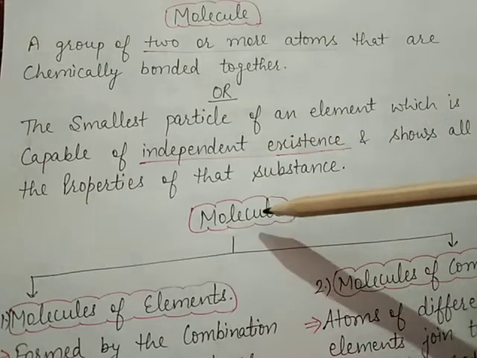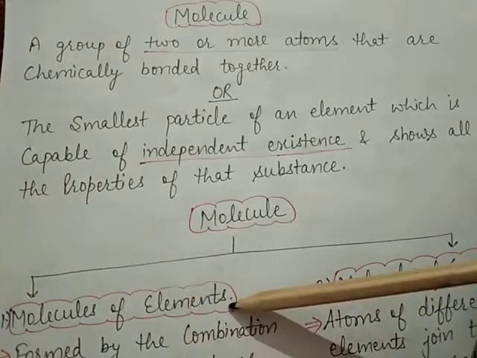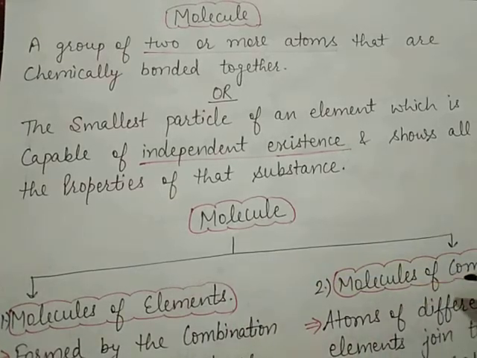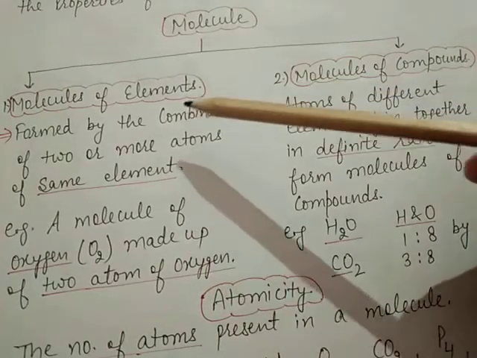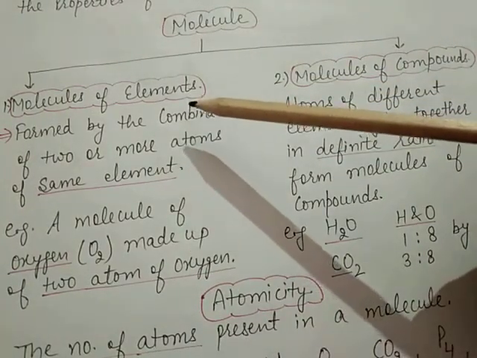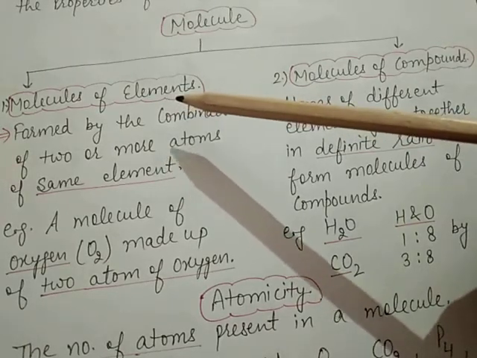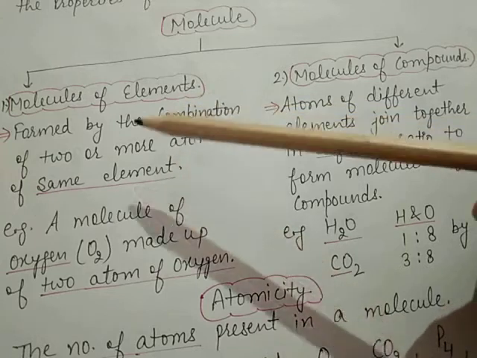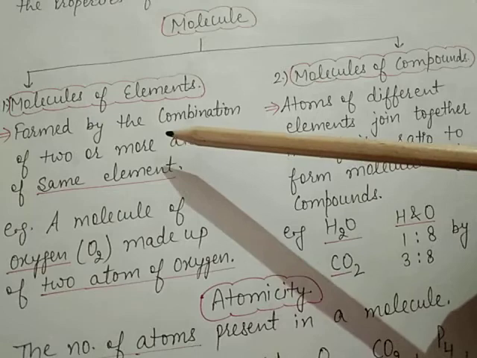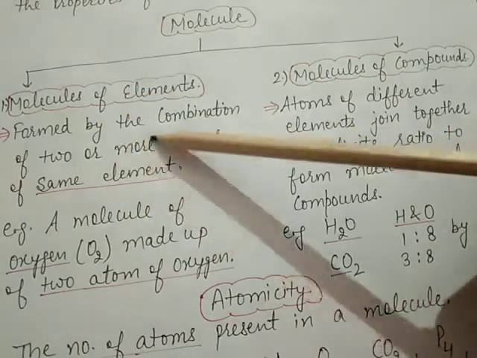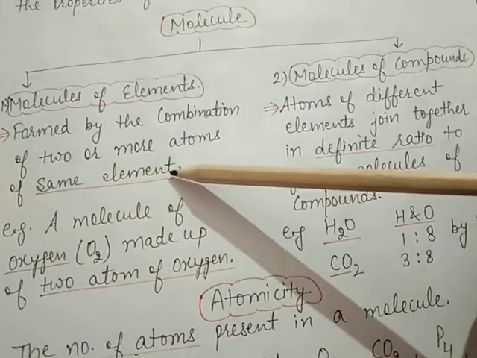Molecules are of two types. First, molecules of elements. Second, molecules of compounds. First, molecules of elements. The molecules of an element contain the same type of atoms. It means it is formed by the combination of two or more atoms of the same element.